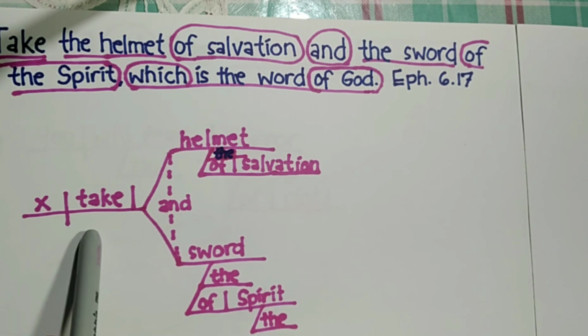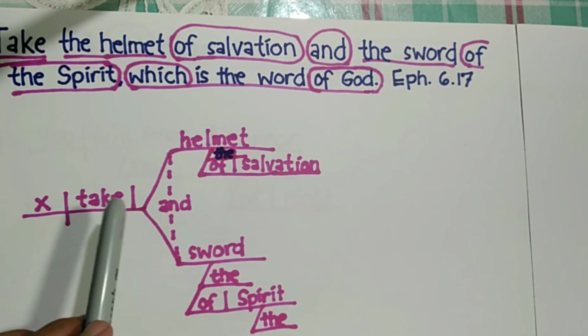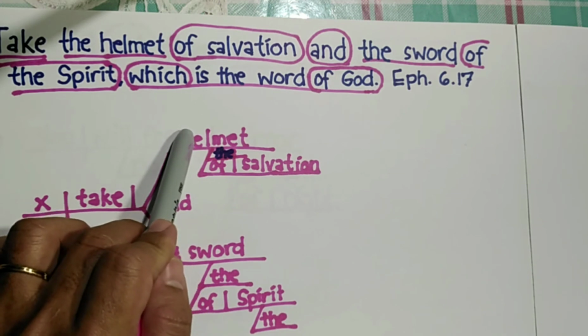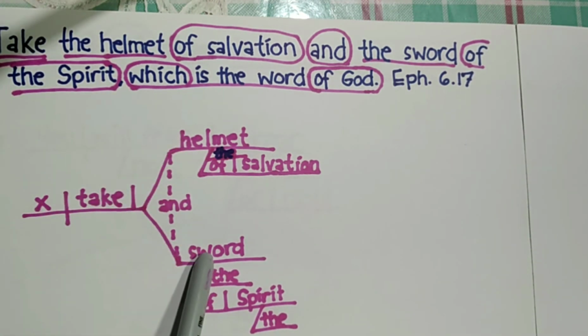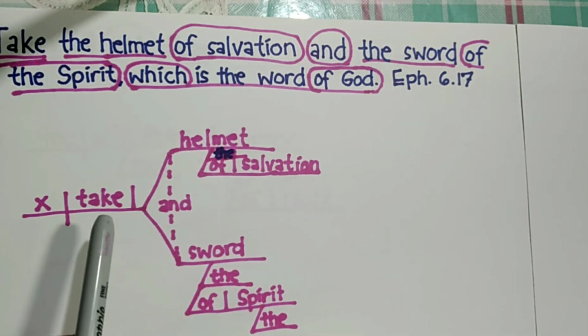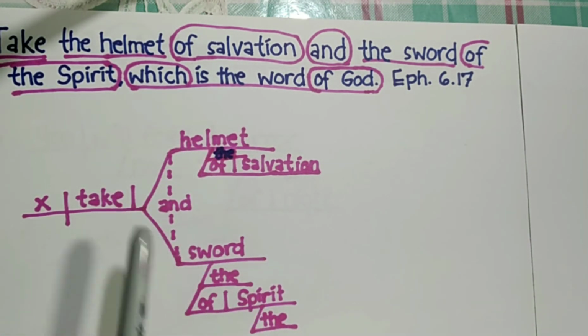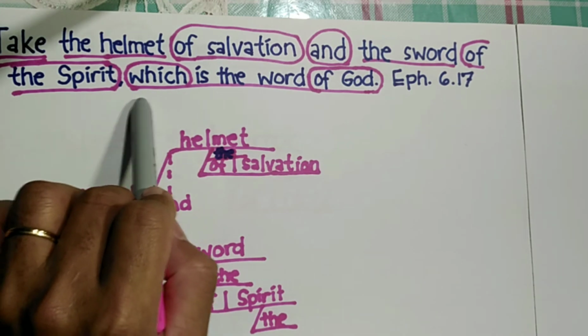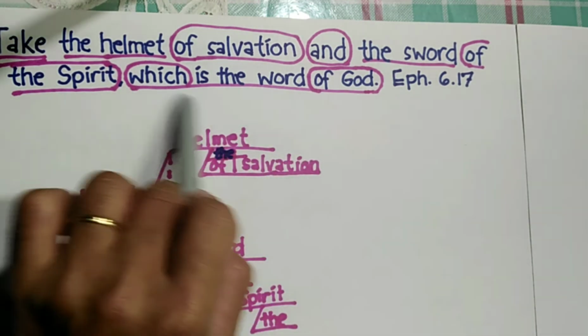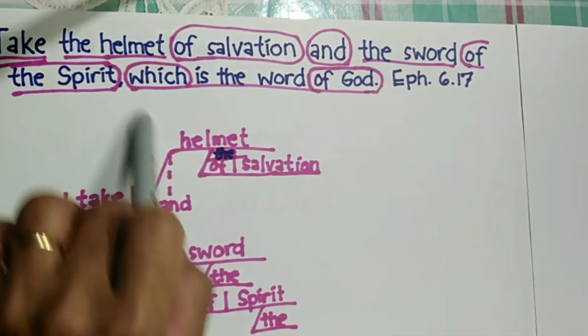Now we already have this one. Take. What are you going to take? Helmet. Aside from helmet, you are also to take what? Sword. This one is the helmet of salvation, and then this one is the sword of the Spirit. Now we still have one clause here. Again, a clause has a subject and a predicate or a verb. Now, we still have which is the word of God. This one is what we call a relative clause.